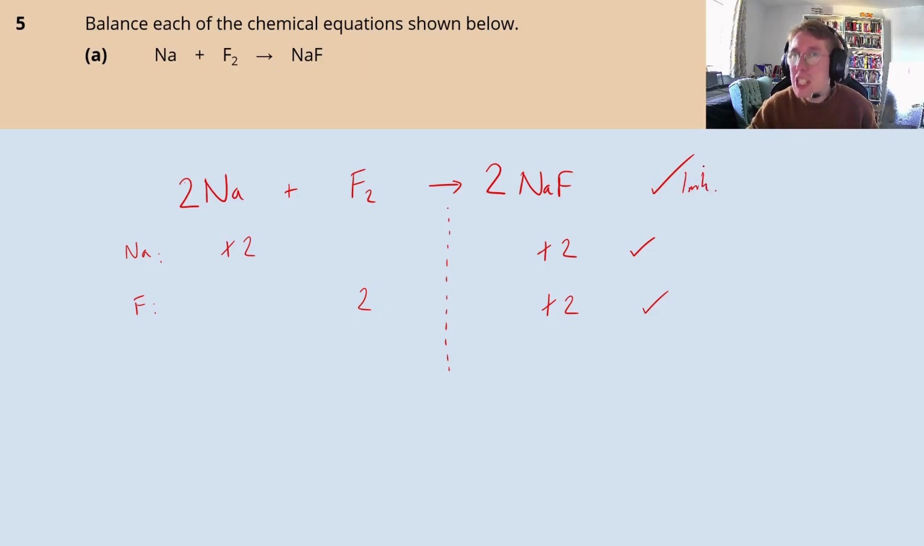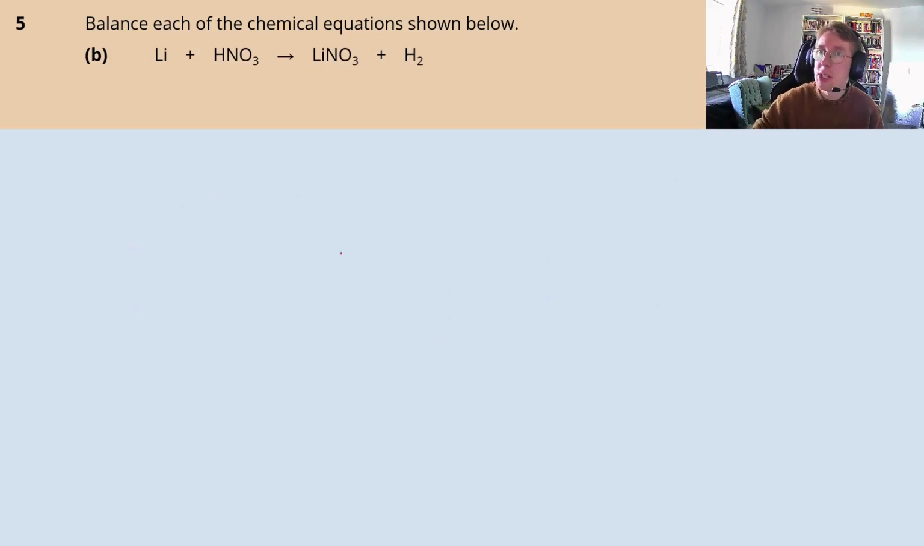Now we move on to a slightly trickier one. Okay, so this time, I'm going to write out the equation again. We've got Li, which is lithium, reacting with HNO3, which is nitric acid. So we've got a metal reacting with an acid. And when we have a metal reacting with an acid, we form a salt, which is in this case lithium nitrate, LiNO3, plus hydrogen gas, H2. And we need to balance this one as well.